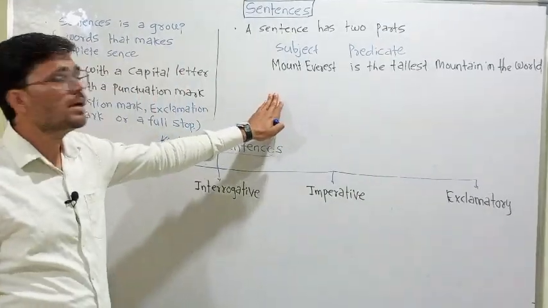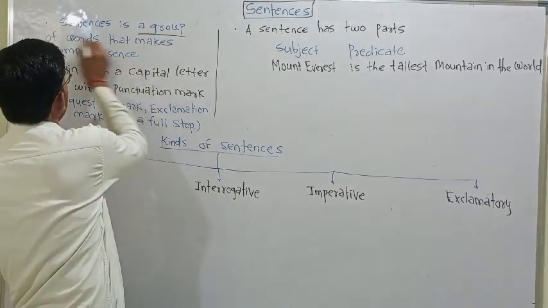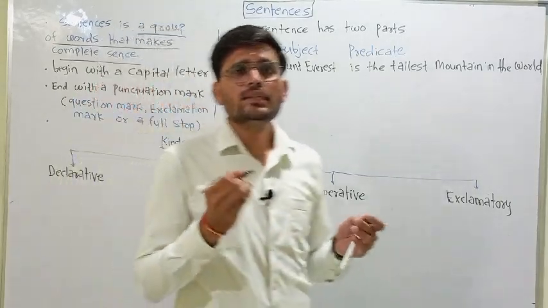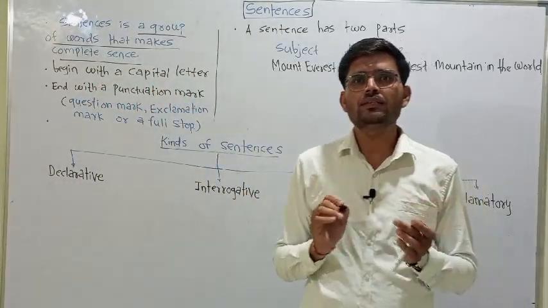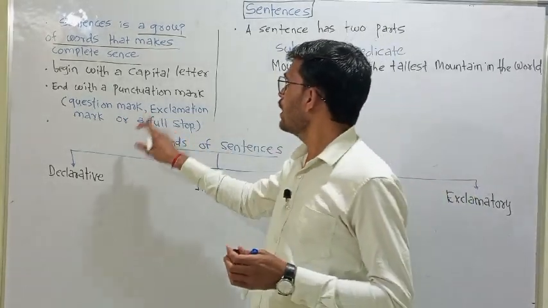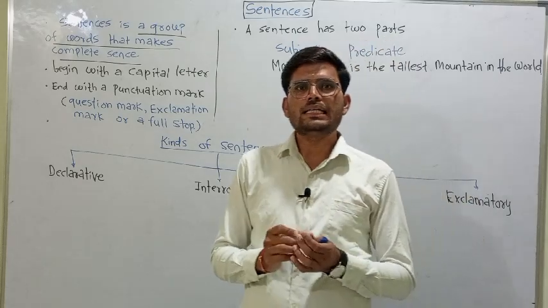A sentence is nothing but a group of words that makes a complete sense. It is called a sentence. A sentence begins with a capital letter. Each and every sentence begins with a capital letter and ends with a punctuation mark. There are various kinds of punctuation marks in English.